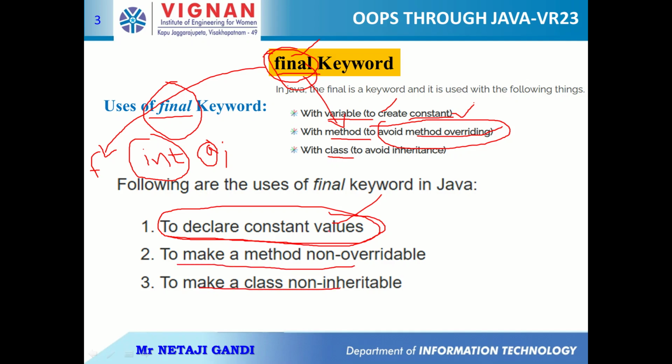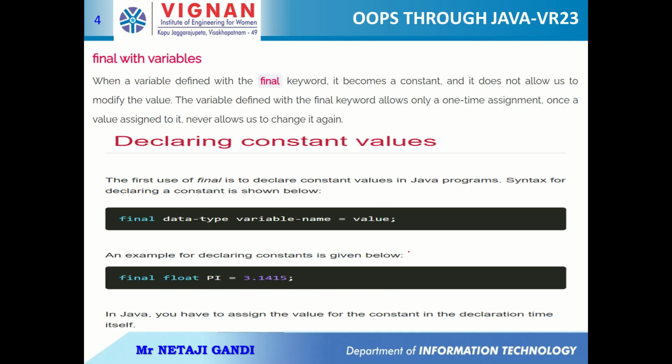One is for variables, one is for methods, one is for classes. Let us take the first one, so I can explain it with an example: final with variables. When a variable is defined with the final keyword, it will be treated as a constant. That constant value cannot be changed or modified. That is very, very important.